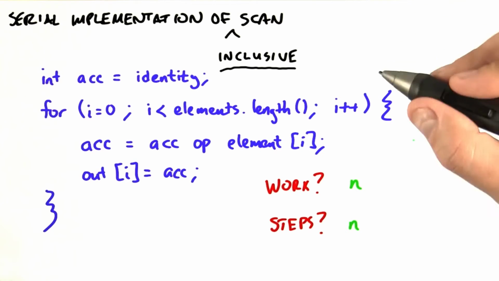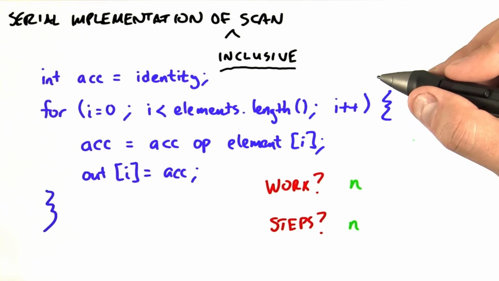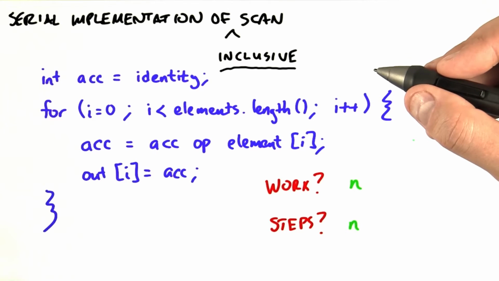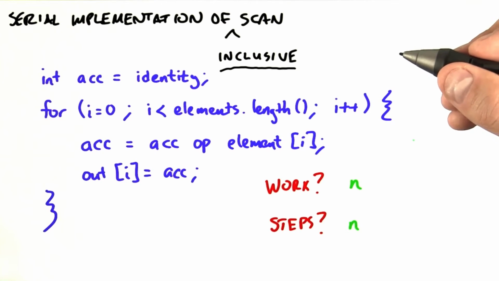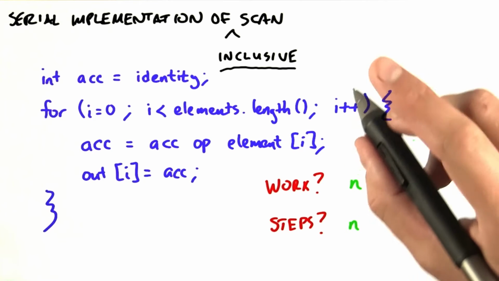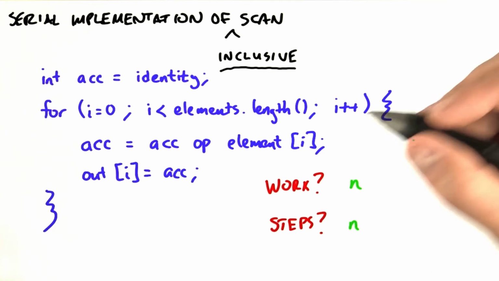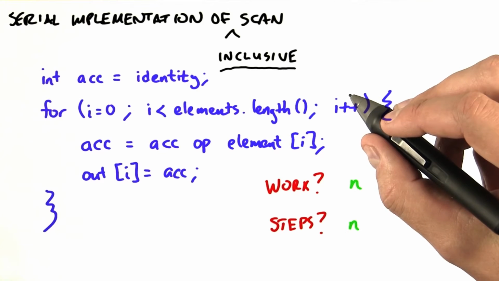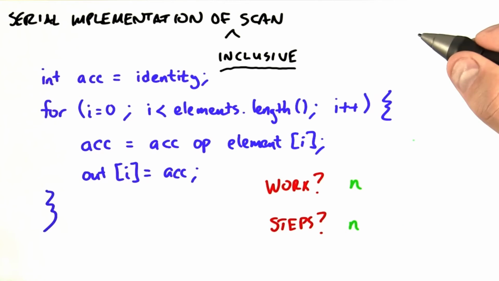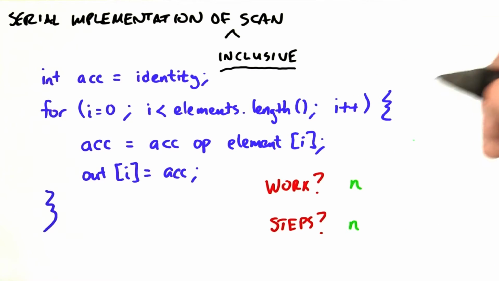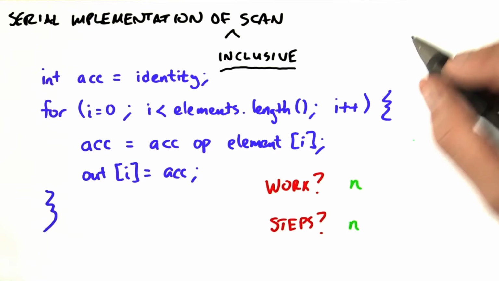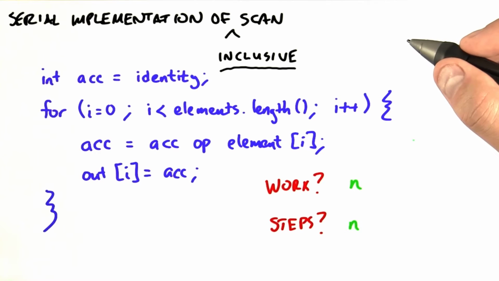But the parallelization of this algorithm is more complex than with reduce. With reduce, it was really clear that the different pieces of the computation tree could be computed in parallel. With scan, this is much less clear. So the questions you should be asking yourself now are, A, how do we compute scan in parallel at all? And B, how can we reduce the work and step complexity of a parallel implementation as much as possible?